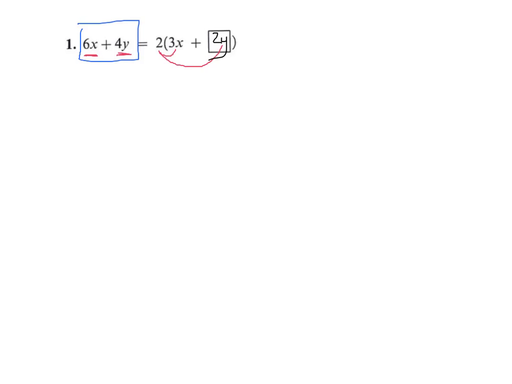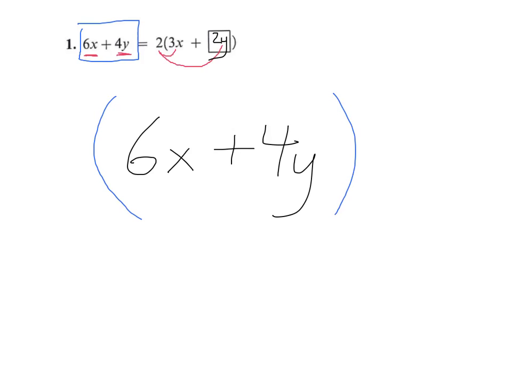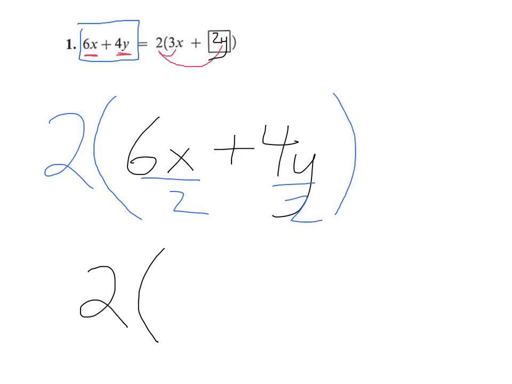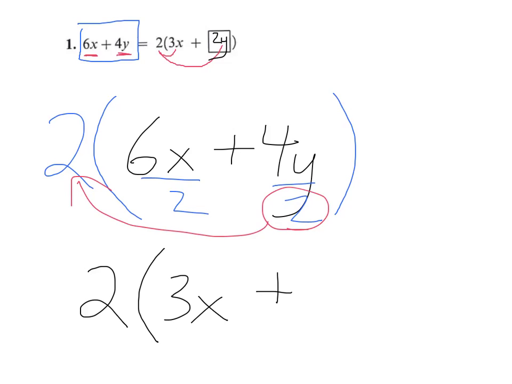But really, once you figure out that for this 6x plus 4y, the thing that can go into both of these numbers evenly is 2, what you do is you put some parentheses, you divide everything by 2, and you put that 2 out front. It's basically saying divide by 2 and multiply by 2, so you haven't changed the number. So you get 2 times 6x divided by that 2 you took out, which is 3x, plus 4y divided by that 2 you took out, which leaves 2y.